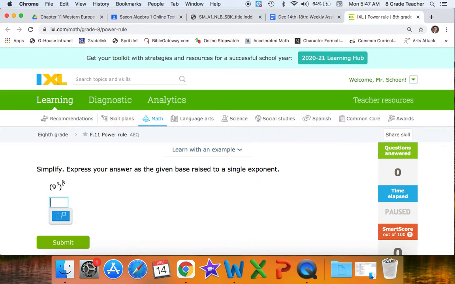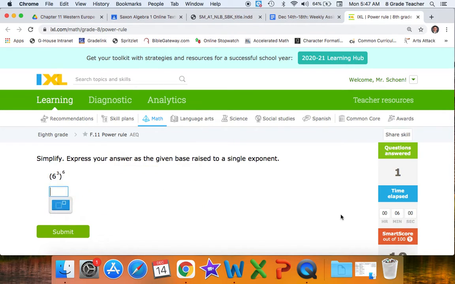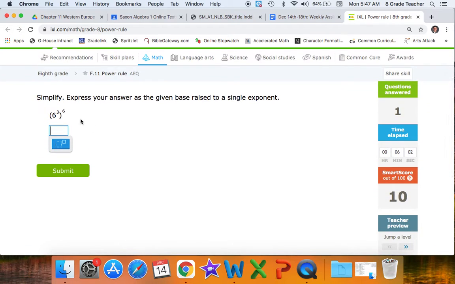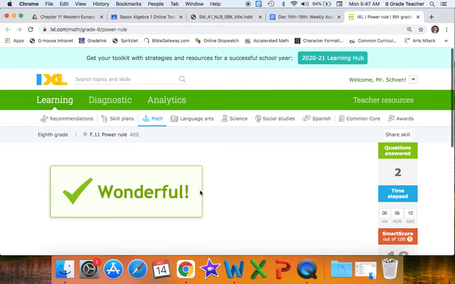So 9 to the 3rd power to the 8th power, you're going to take 3 times 8 and multiply those together. 9 would stay as your base, and what is 3 times 8? 3 times 8 is 8, 16, 24. So I'm going to click this little button. It'll raise up that box, 9 to the 24th, and I've got it correct. Okay? 6 to the 3rd to the 6th, I write 6 as the base, I raise the power, and I do power of a power. 3 times 6 is 18, and I've got that correct.